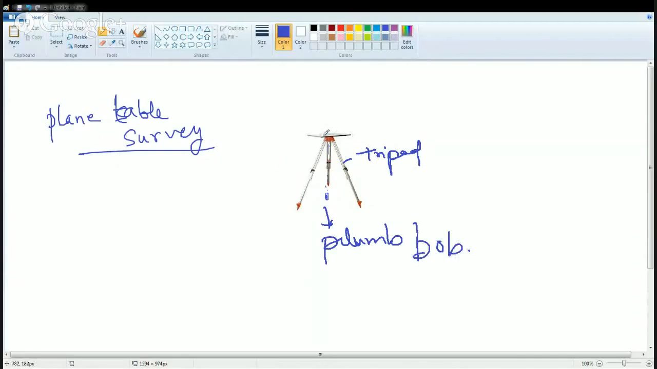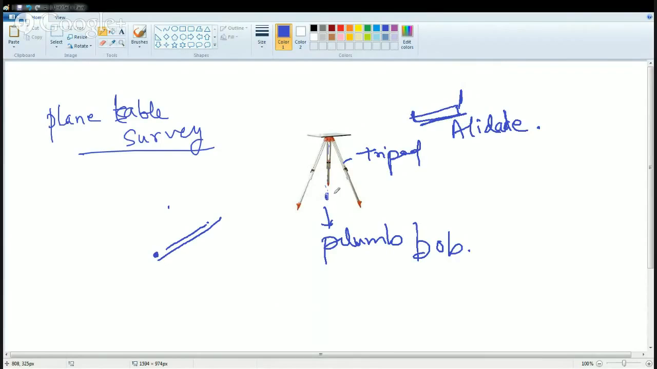Then on the top of the table you will have an instrument which would have this shape, and this instrument is known as an alidade. So with this instrument, what you do is you put your eye on one side, you see the point on the other side, and this has a straight surface parallel to which you mark the lines. So this is how you do the plane table survey.